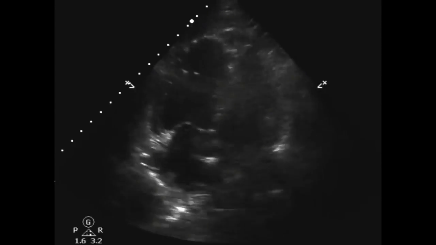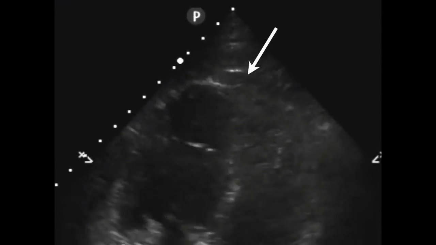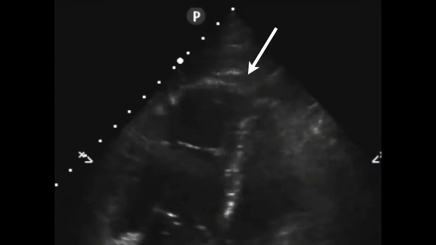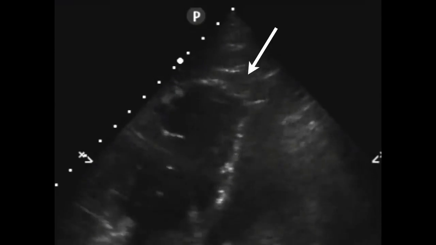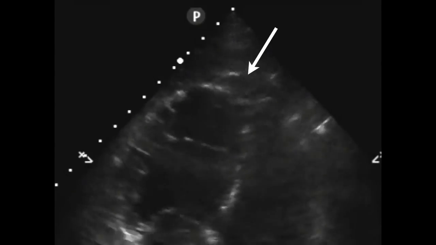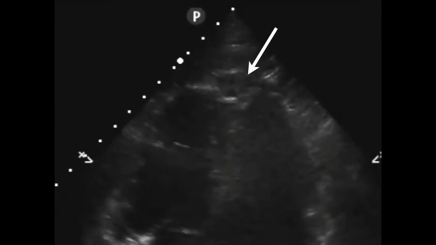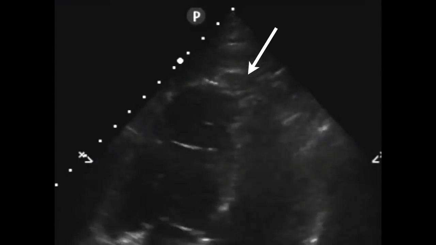Here's another echo of a patient with right heart enlargement. If we focus in here on the apex, we notice that the right ventricular apex is hyperkinetic relative to the free wall of the right ventricle. This is called the McConnell sign. Previously, the McConnell sign was thought to be highly specific for a PE, but subsequent research has shown that that's just not true. The McConnell sign is actually very specific for acute right heart strain, which can happen in a PE and it can also happen in a right ventricular infarction.